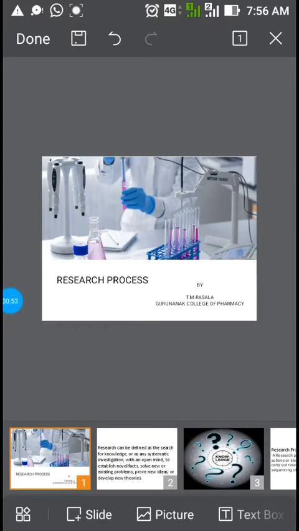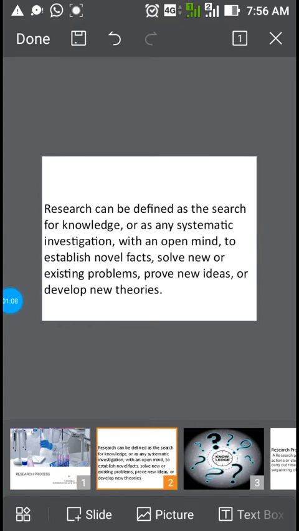So friends, starting with the discussion part, the research process, what actually is research? Here we can see the definition of research. Research can be defined as the search for knowledge or as any systematic investigation. The word research consists of two syllables. Re means again and again, search means to find.